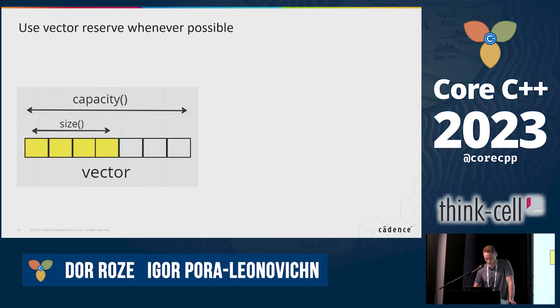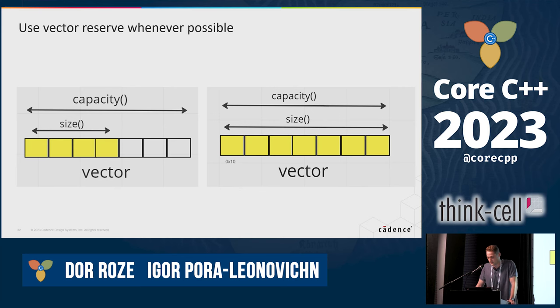Okay. So as said before, the vector has size and has capacity. Size is the number of elements, and capacity is the size the vector already allocated. So let's take an example. Now we are pushing one element and then pushing another element, and finally the vector is full of elements. And now we are trying to push another element. So in the case that the size equals the capacity.